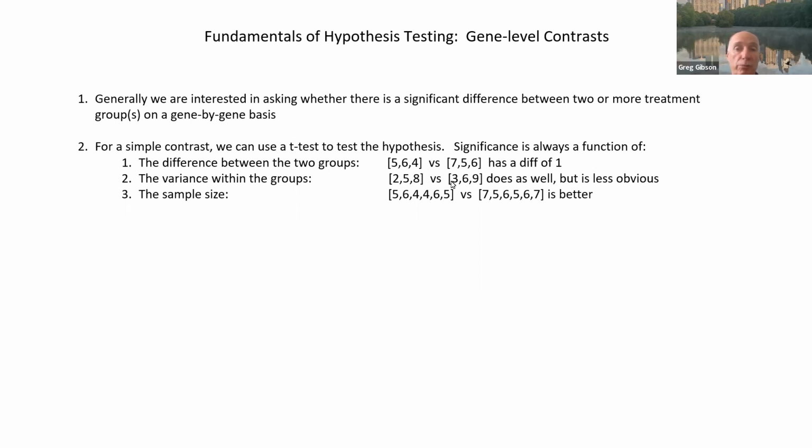The top one will be more significant than the bottom one because that difference of 1 is similar to the variance among samples, whereas here it's very, very small compared to the variance within samples.